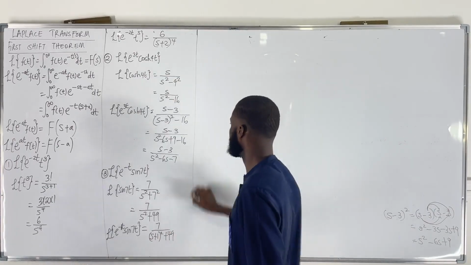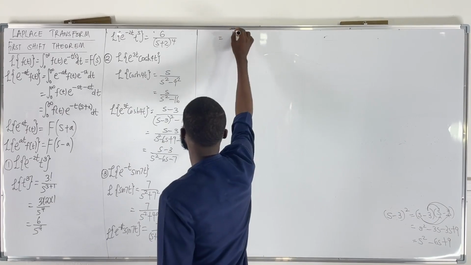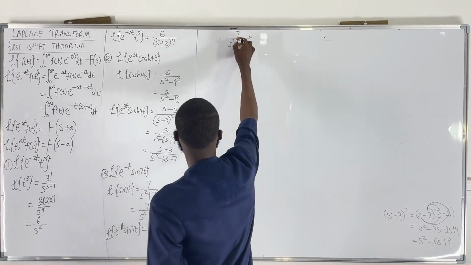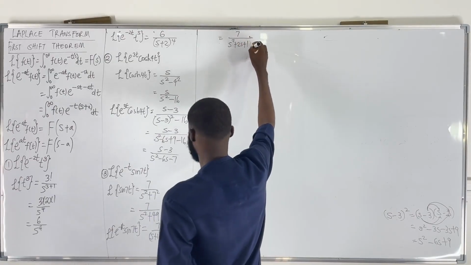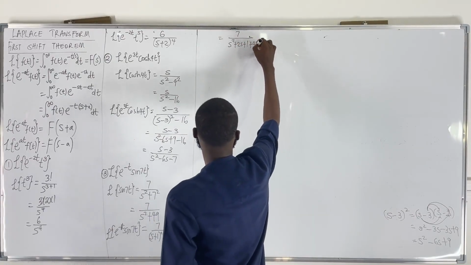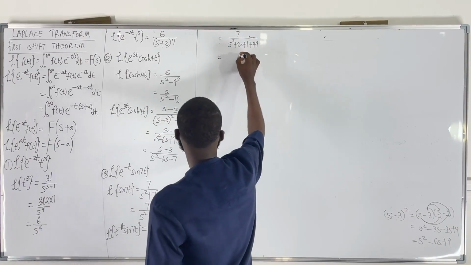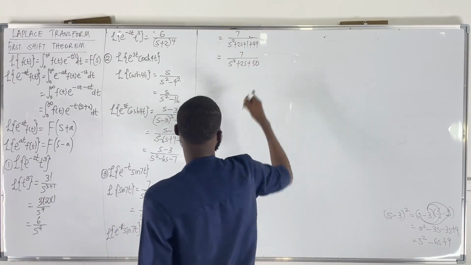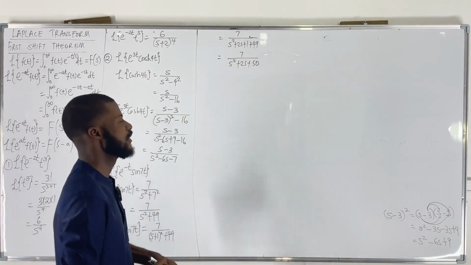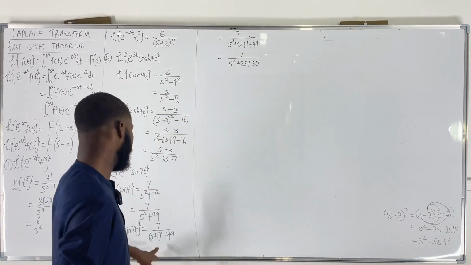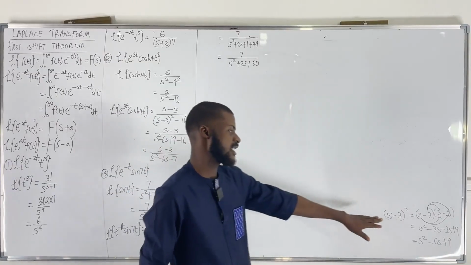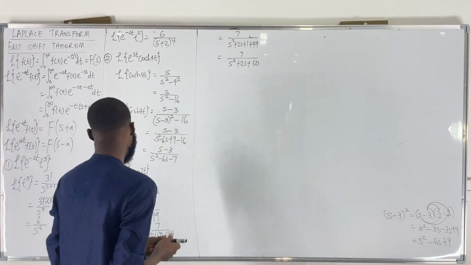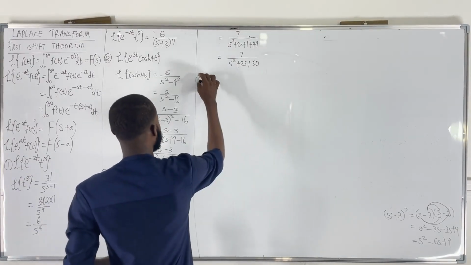So this will become 7 over s plus 1 squared, which will give us s squared plus 2s plus 1, and then plus 49. So this will become 7 over s squared plus 2s plus 50. So that's what we have. So this will be the answer for that very portion. Remember, this s plus 1 squared, you can expand it like this and you get the same thing. Another example, that will be the last for this section.